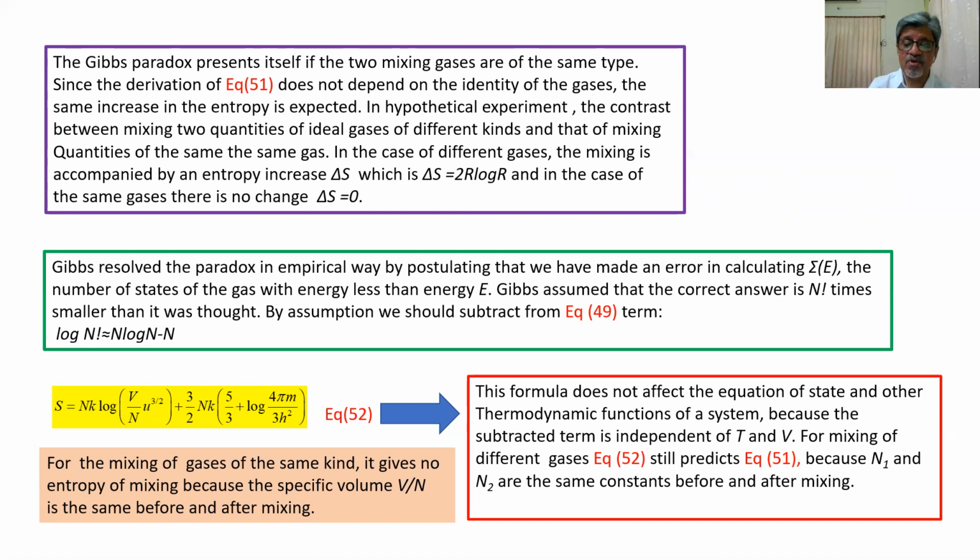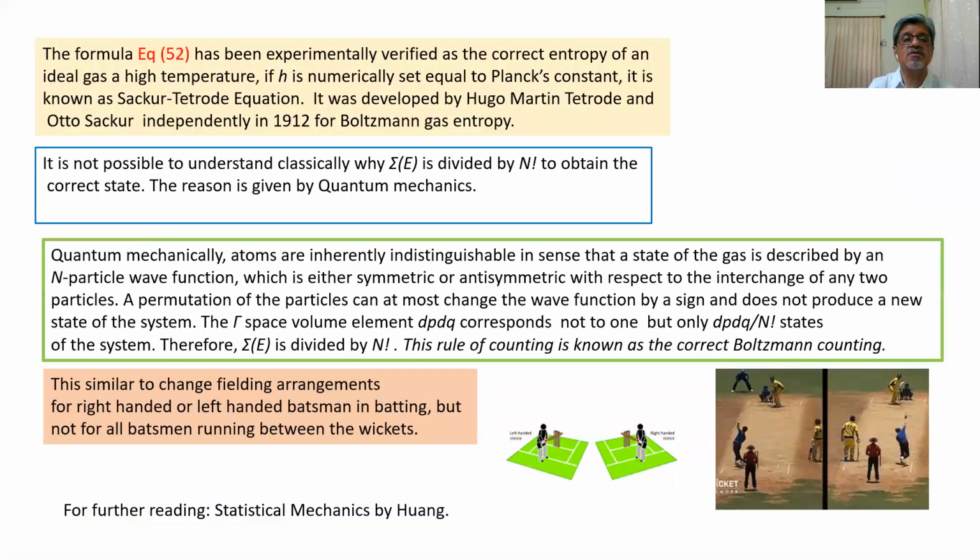So equation number 52 is a very interesting equation. It was derived by two different scientists. Equation 52 has been experimentally verified as the correct entropy of an ideal gas at high temperature. If h is numerically set equal to Planck's constant, then it can be verified experimentally, and it is known as the Sackur-Tetrode equation. It was developed by Hugo Martin Tetrode and Otto Sackur independently in 1912 for Boltzmann gas entropy.